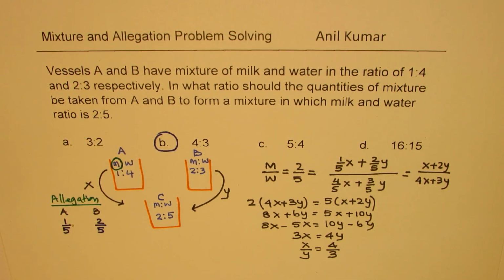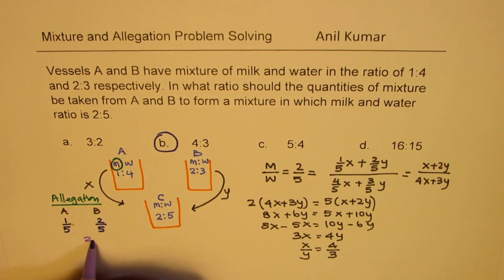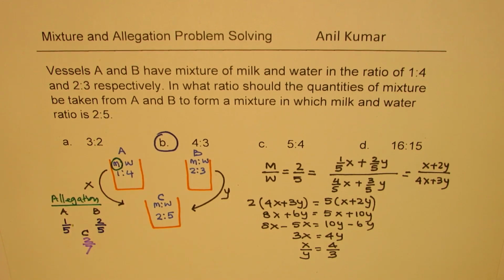And when we do the combination, what do we need? We need C with 2 out of 7, right? 2 plus 5 is 7. So we get here 2 out of 7. So that is required, C. Correct? So this is what is required.